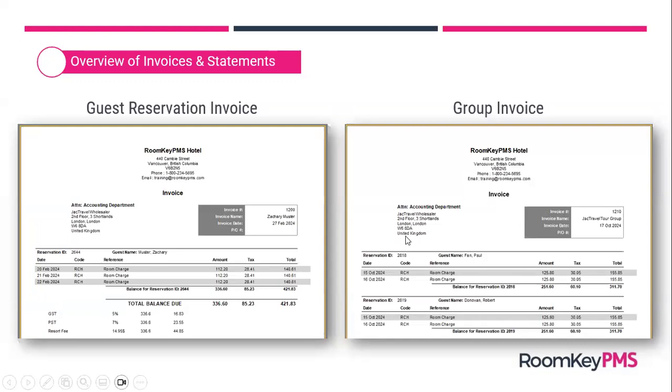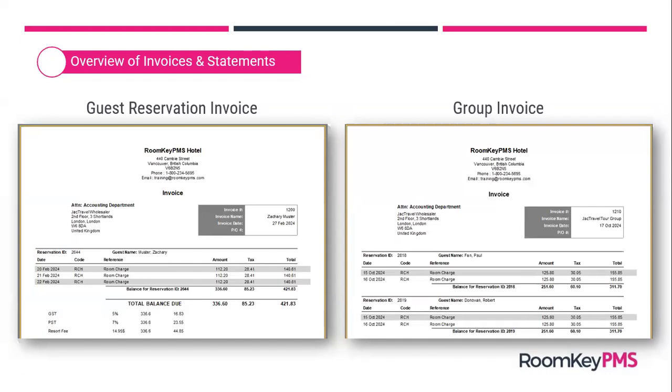So for example, I have this guest reservation ID, the guest name, the room charges specific to that guest, and the balance owed for that guest. Then I have a separate section with the next guest reservation ID, guest name, charges, and total as well. Now, these invoices tend to be longer. They tend to be 2 or more pages, depending on how many guests were involved in that group.